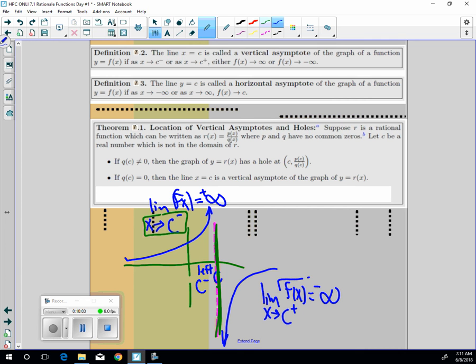So there's my y's, and here's what's happening with my x's. It's not very hard to write. You just have to kind of get used to it. So that's the nomenclature for vertical asymptotes.